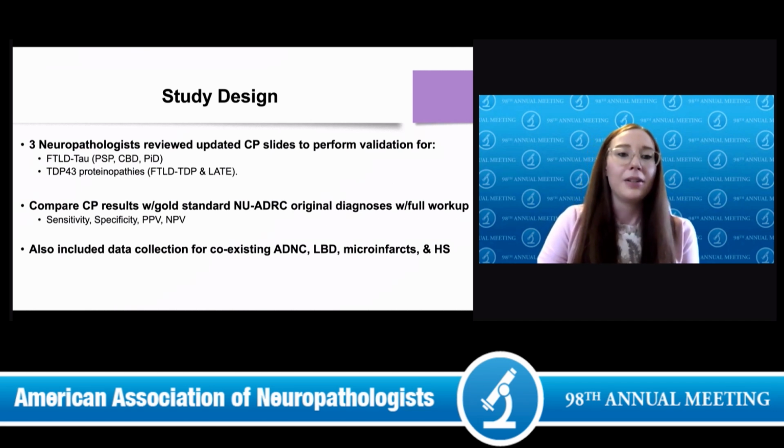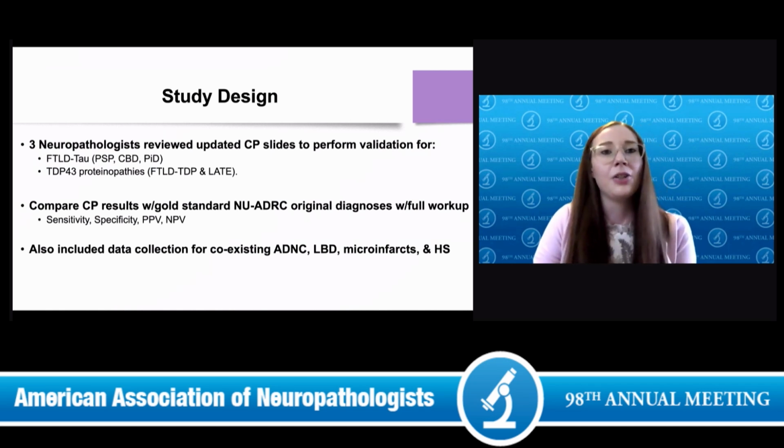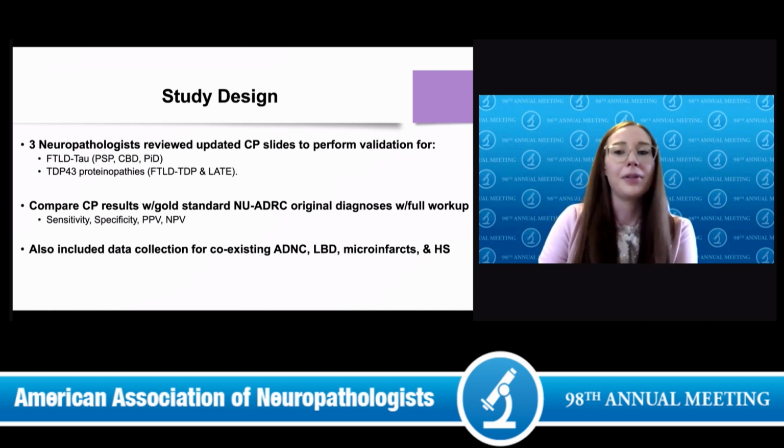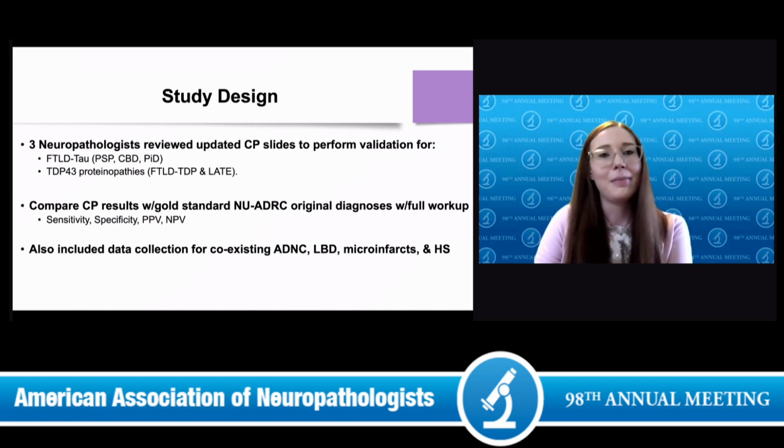Of note, we also collected data for coexisting Alzheimer's disease and Lewy body disease neuropathologic change, chronic microinfarcts, and hippocampal sclerosis. And this will be included in our publication, but for the sake of time, I'm not going to talk about these particular results today.